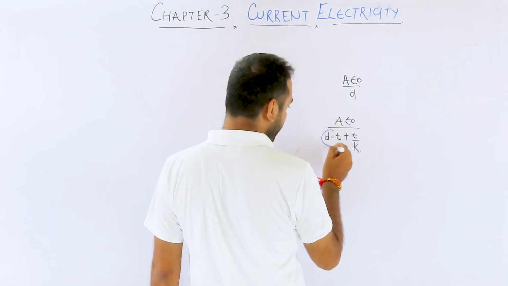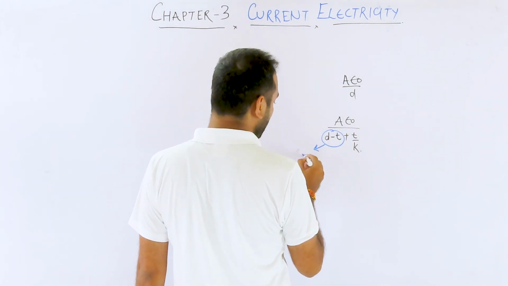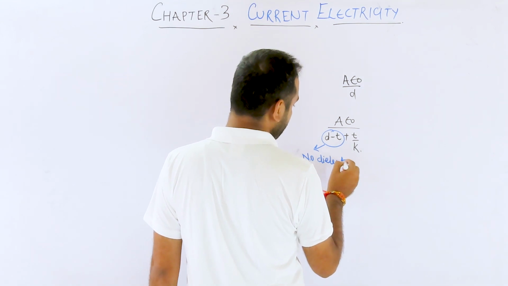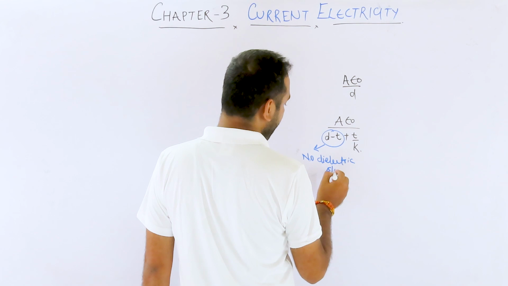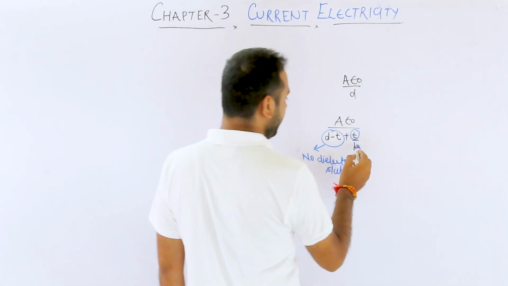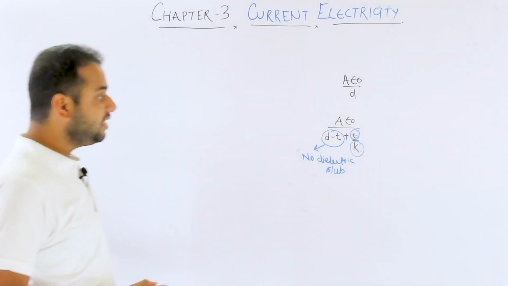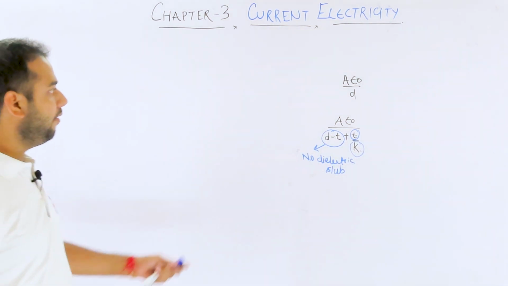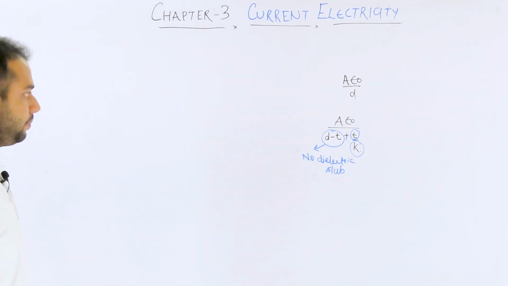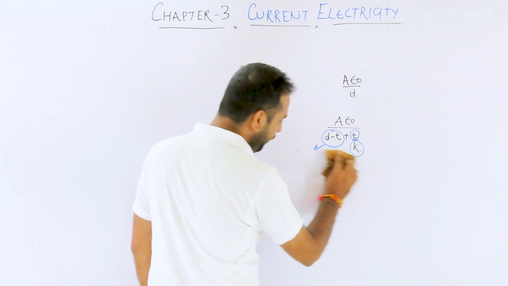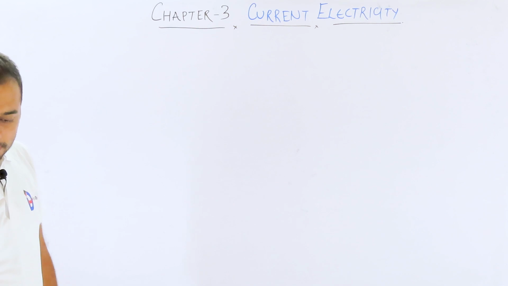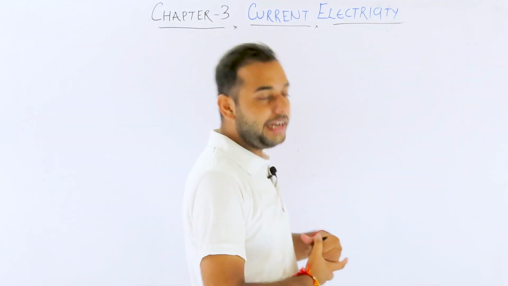D minus T is the portion where I have no dielectric slab. I have the dielectric slab of thickness T only, and having dielectric constant K. So that is the only change we saw in the formula while going from this to this. That's how the value of capacitance changes if we introduce a dielectric slab in it. Okay, so this was it. This is it for the electrostatics unit.